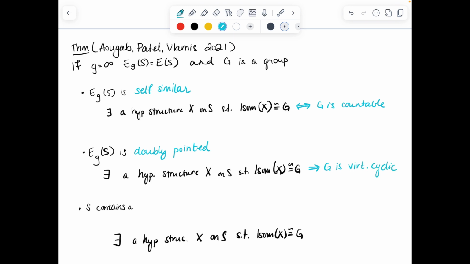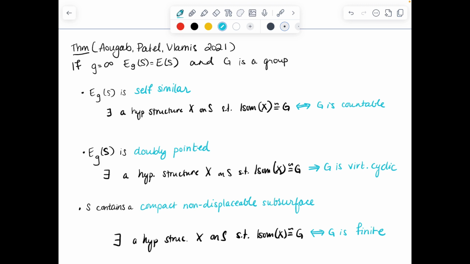And finally, it could be that S contains a compact non-displaceable subsurface, in which case G is realized as an isometry group by some hyperbolic structure if and only if G is finite. This is an exciting theorem because it tells you a lot about realized symmetry groups for hyperbolic surfaces for all topological types where all ends are accumulated by genus.